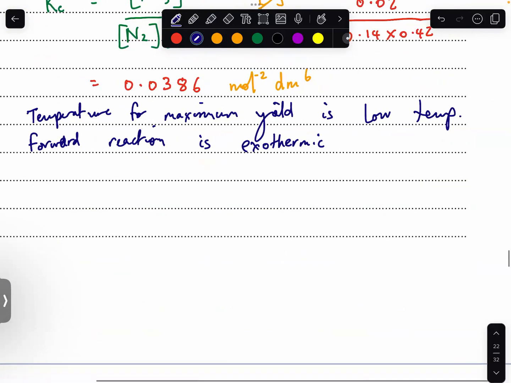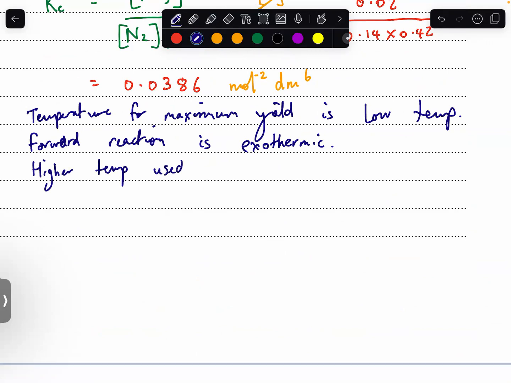It's exothermic, but in industry, we will use a higher temperature, and the reason for this is to give a higher rate. You don't want a great yield, but it's produced too slowly.